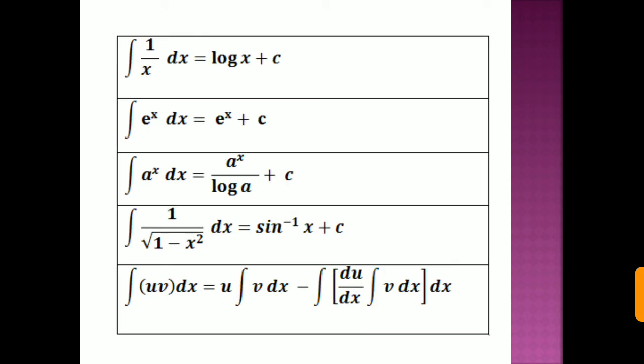Next, integration of 1 upon x is equal to log x plus c. Integration of the exponential function e raised to x is equal to e raised to x plus c. Integration of a raised to x is equal to a raised to x upon log a plus c, and integration of 1 upon root of 1 minus x square dx is equal to sin inverse of x plus c, and integration of u into v is equal to u into the integration of v minus the integration of the derivative of u into the integration of v dx.